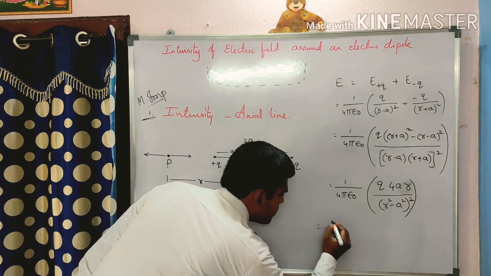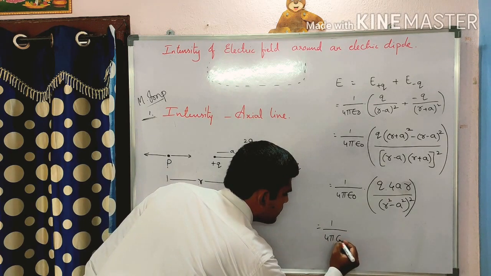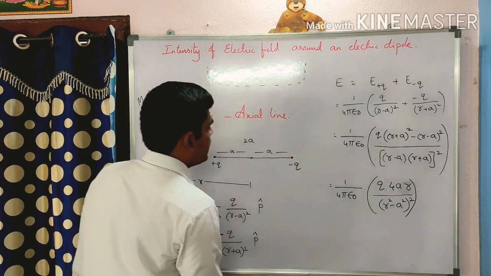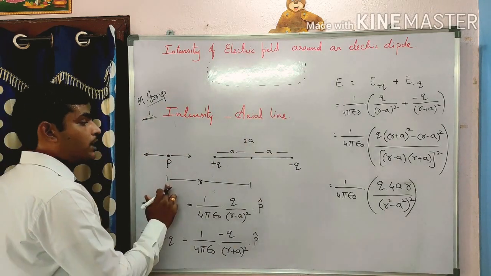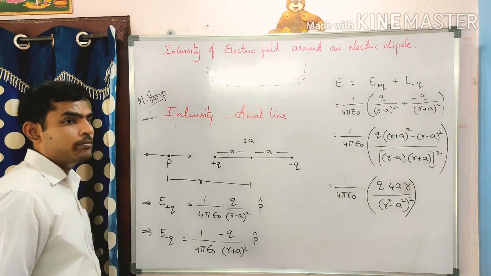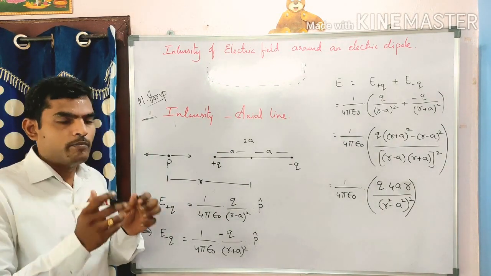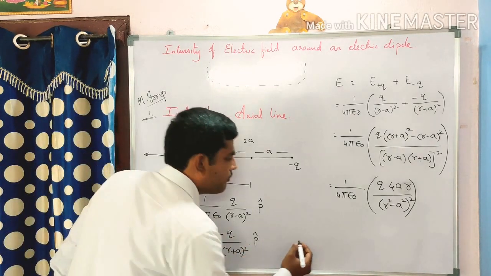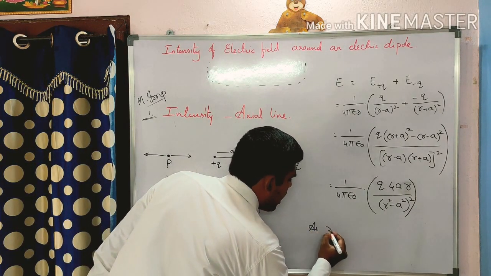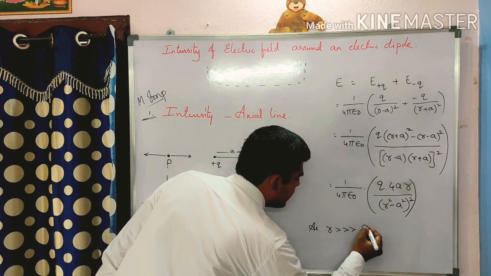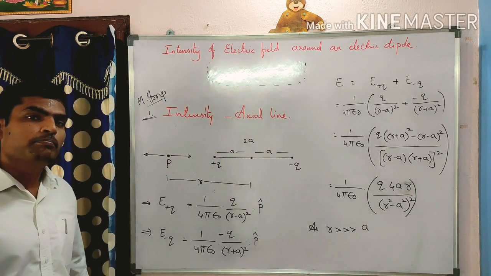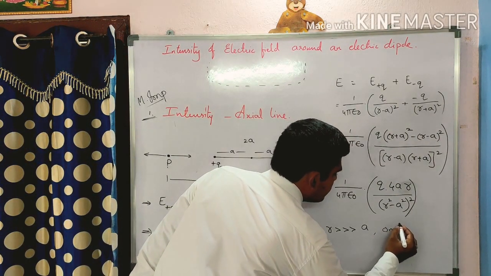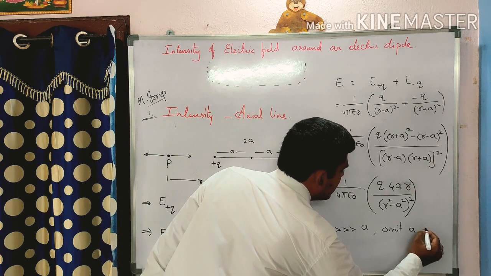Then again I will simplify it. Before going to this, here one more step. See here, R is much greater than a. Practically, a dipole is a very small thing. The dipole is very small when you compare it with R. So what we'll do, as R is much greater than a, omit a in the denominator.